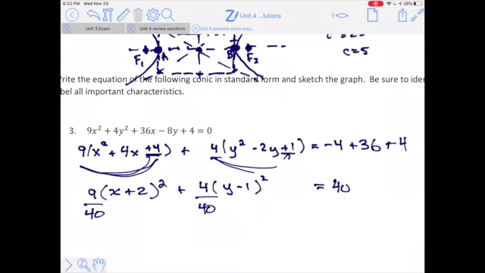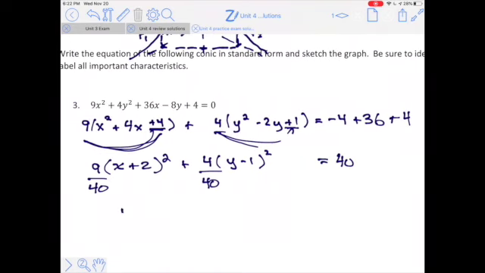9 over 40 doesn't simplify, so what do we do with it? We can reduce it as far as we can. But to be technically standard form, we have to have x plus 2 squared over something here. We can't have a coefficient in front of that parenthesis. So the way you would handle this, if you were ever in a situation where that fraction doesn't simplify, is you just invert the fraction and write it here like this. And that's your denominator, 40 over 9.